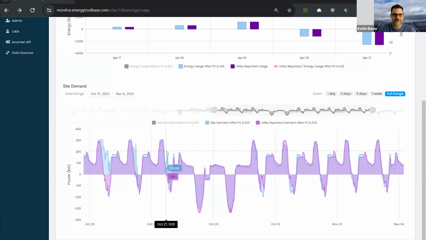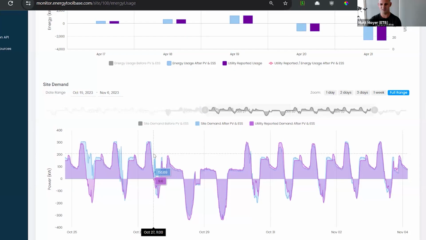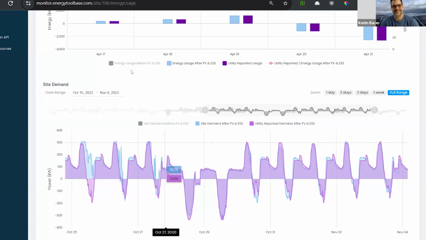That alone justifies Energy Toolbase for a long time to use. Yeah, for sure. In terms of price for Monitor, it's all in, including the hardware and 5-year unlimited user subscription. It's right around the $4,500 price range. So it paid for itself for 15 years in one month. Very cool.